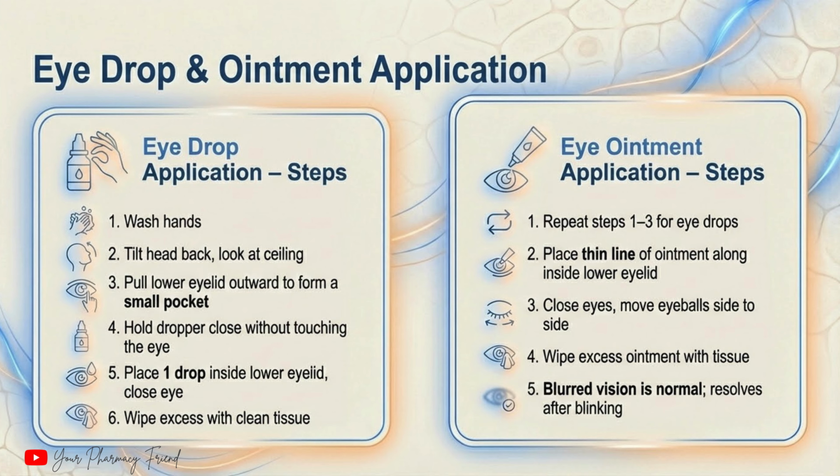For eye ointments, the initial steps are the same: hand washing and pulling down the lower eyelid. A thin line of ointment should be placed along the inside of the lower eyelid. The patient should then close their eyes and move the eyeball side to side to distribute the ointment evenly.